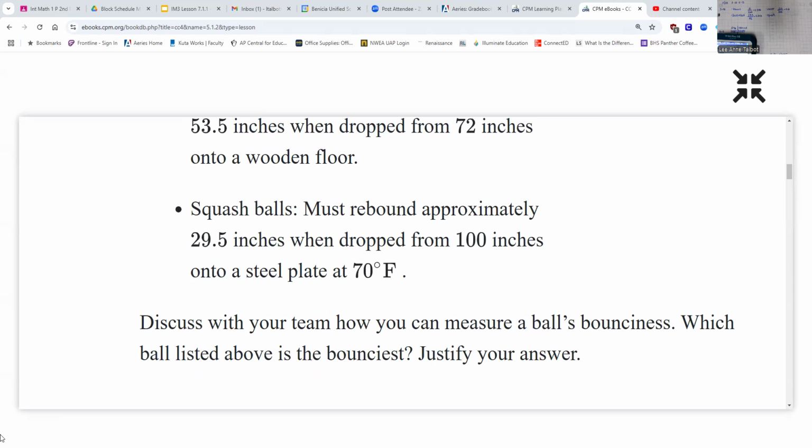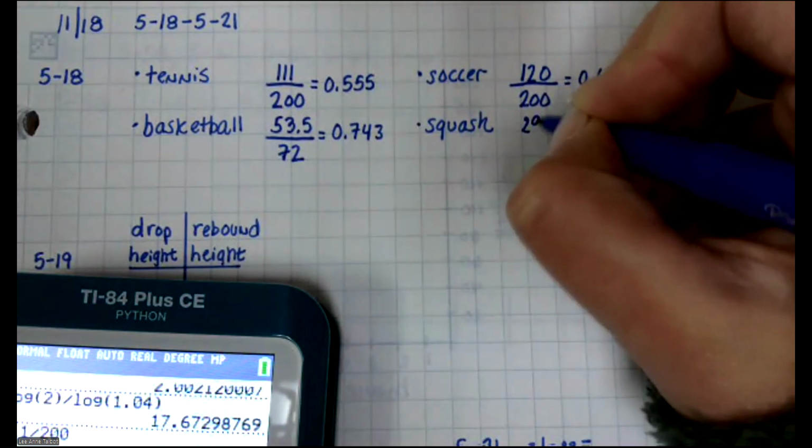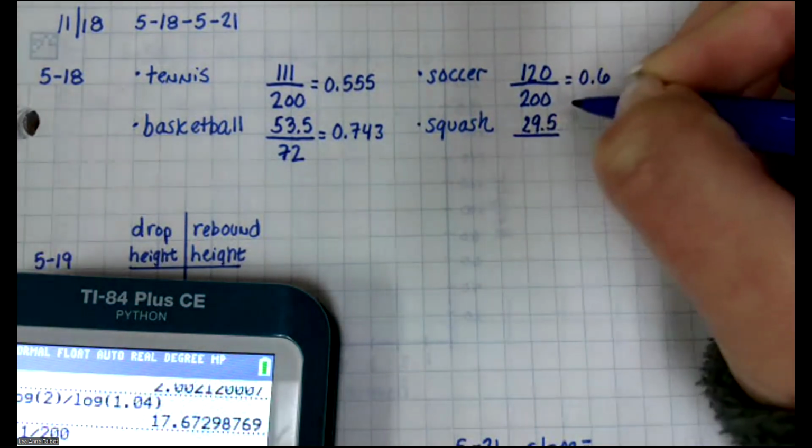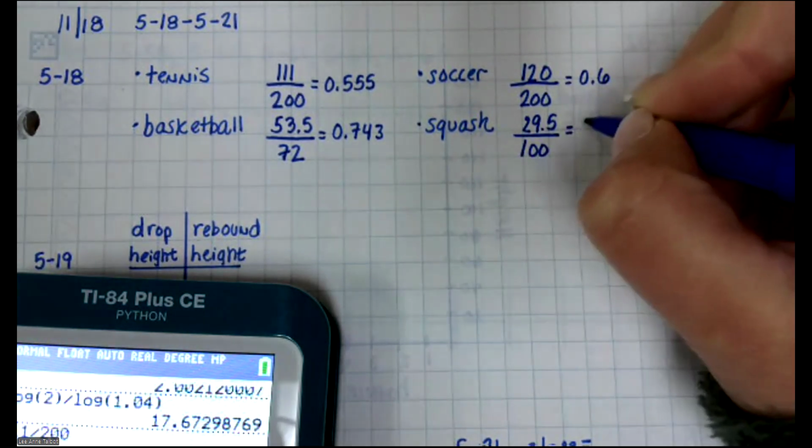Must rebound approximately 29.5 inches when dropped from 100 inches on a steel plate at 70 degrees Fahrenheit. Man, that's specific. Okay, so 29.5 inches rebounded when dropped from 100. I don't even need a calculator for that.